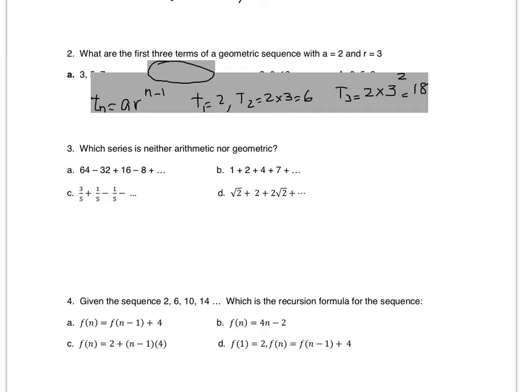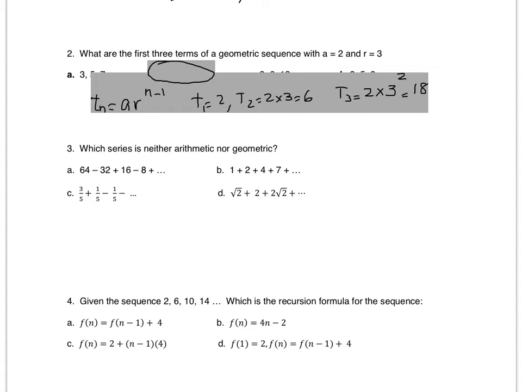The next question says, which one of the following sums is not geometric or arithmetic? The first one, you have 64, negative 32, 16. If the first term is 64 and I multiply it by negative 0.5, I get negative 32. Negative 32 times negative 0.5 is 16, and so forth. So this is a geometric sum.